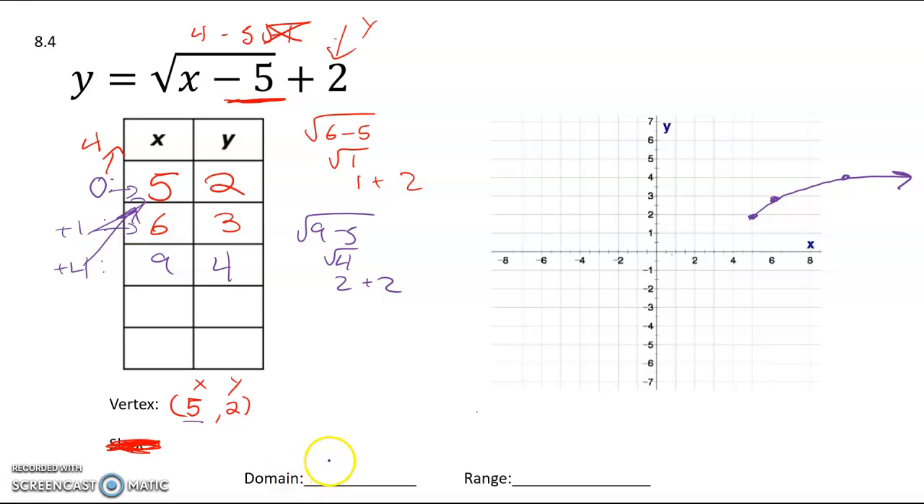Now, the domain is always going to look like this. Bracket, x value of vertex, comma, infinity. That is always your domain. It's always the x value of your vertex. The range is a little bit different.